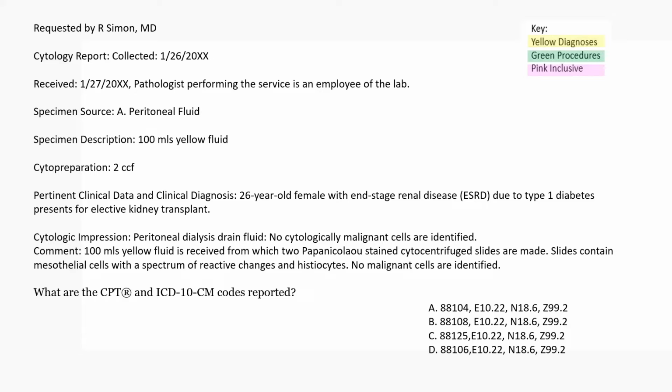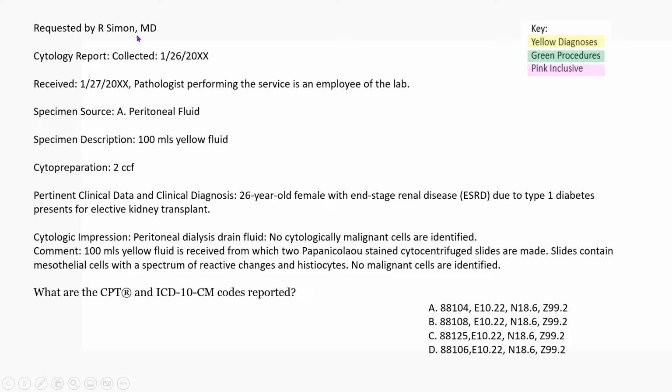Okay. Sorry, coders. What are the CPT and ICD-10-CM codes reported? A. 88104, E10.22, N18.6, Z99.2. B. 88108, E10.22, N18.6, Z99.2. C. 88125, E10.22, N18.6, Z99.2. And D. 88106, E10.22, N18.6, Z99.2.